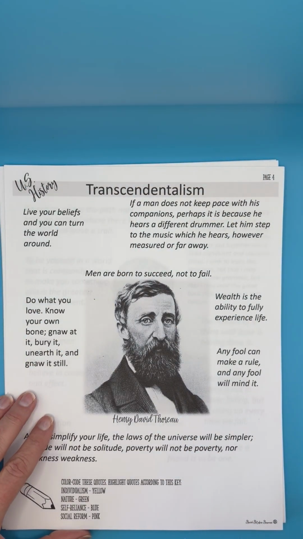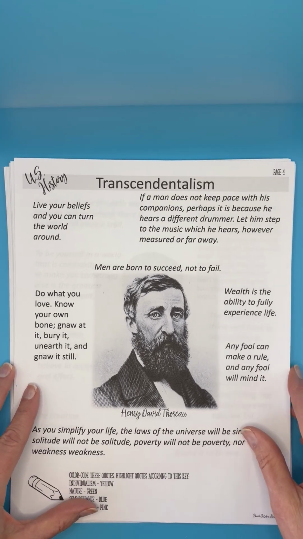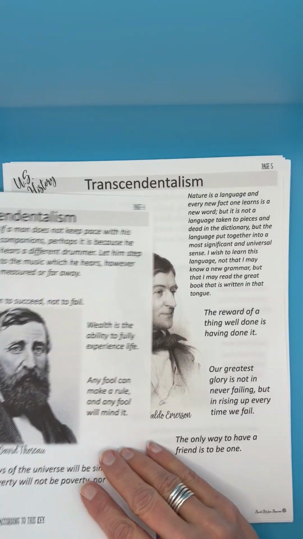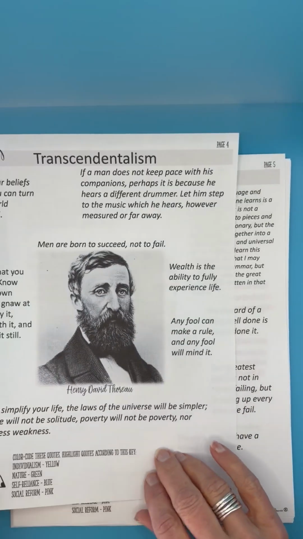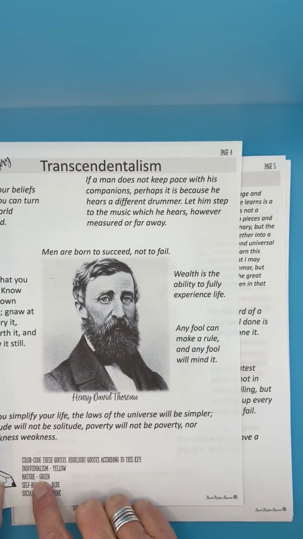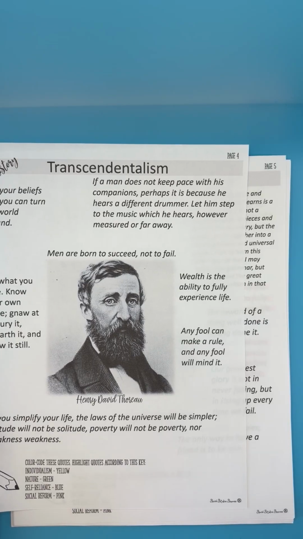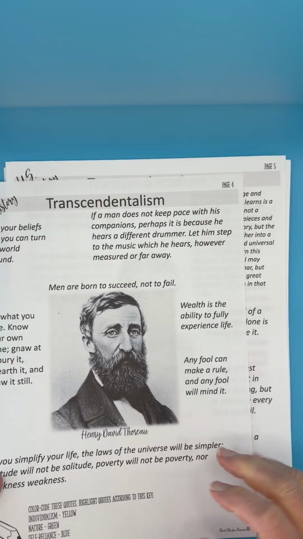The next part of transcendentalism is to get them to look at some primary sources. So you've got Henry David Thoreau, and you've got Ralph Waldo Emerson, and these are direct quotes from them. And the directions say, color code these quotes, highlight them according to individualism, nature, self-reliance, and social reform. So those are those 4 categories, characteristics of describing transcendentalism.